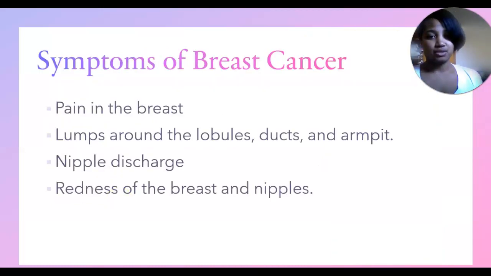Symptoms of breast cancer. Some symptoms that you can experience when having breast cancer are painfulness of your breast. You could develop lumps around your breast, and this includes lumps or tumors in your lobules, ducts, or under your armpit. You also can experience nipple discharge or redness around your breast.